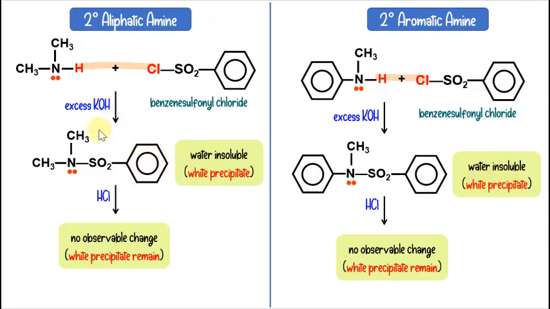Okay, for the first step, reaction of secondary amines with benzene sulfonic chloride in excess potassium hydroxide will form a white precipitate. Kita akan nampak white precipitate on the first step.